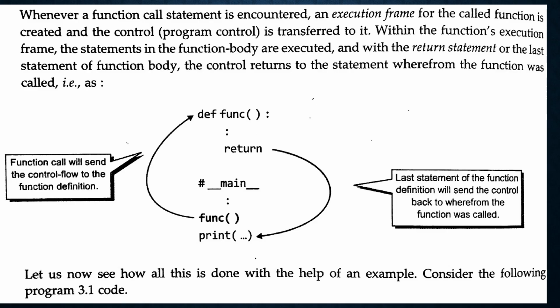Just look at this one. So how does a function execute? Whenever a function call statement is encountered or executed, an execution frame for the called function is created and the control is transferred to it. Within the function's execution frame, the statements in the function body are executed. With the return statement or the last statement of the function body, the control returns to the statement from where the function was called.